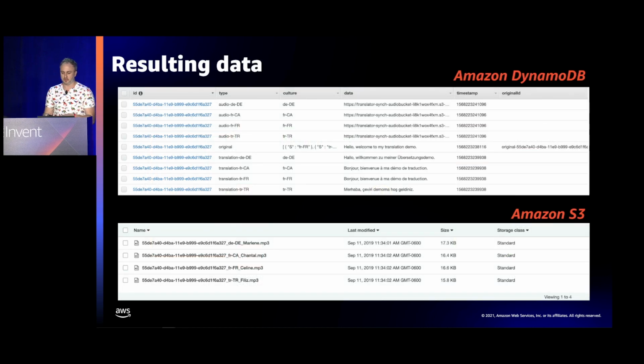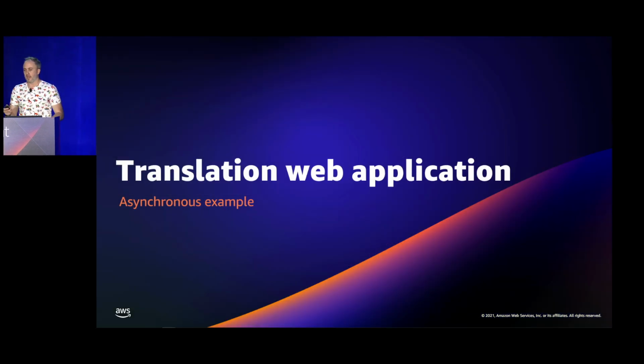And this is the output, right? So the top one is DynamoDB, and it has the text translations and the original input. The bottom one here is S3, and that has the actual binary MP3 file. It's a real application. OK, if I were to build that asynchronously, how would that look?